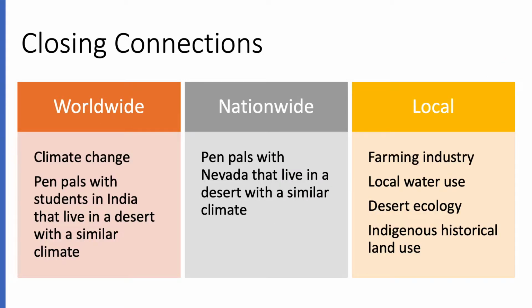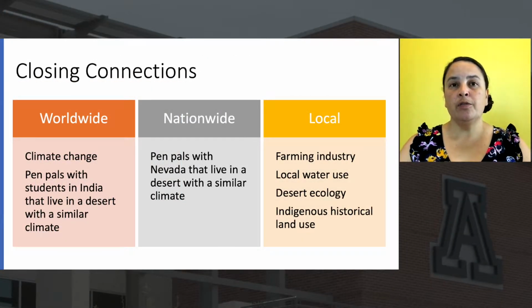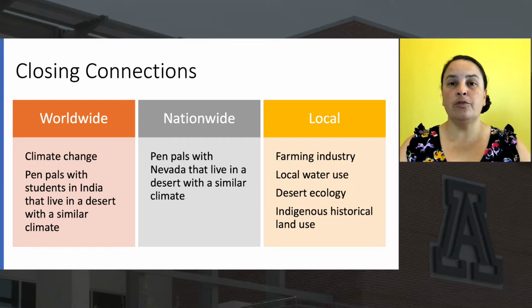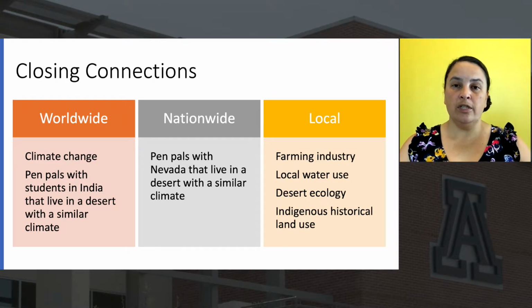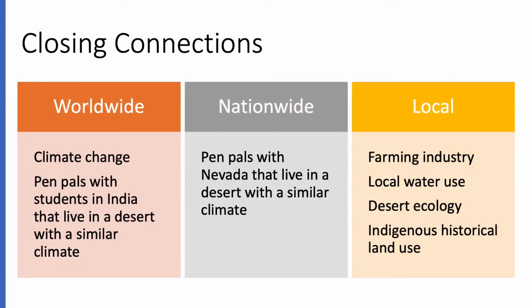So in closing, some of the worldwide connections that we made in my classroom through the SBAR project were specifically climate change, and my students were pen pals with students in India who live in a desert that's very similar to the Sonoran Desert. Nationally, my students were pen pals with students that live in Nevada in a desert that's very similar to the Sonoran Desert. And locally, we looked very closely at the farming industry, our local water use, our Sonoran Desert ecology, and indigenous historical land use.